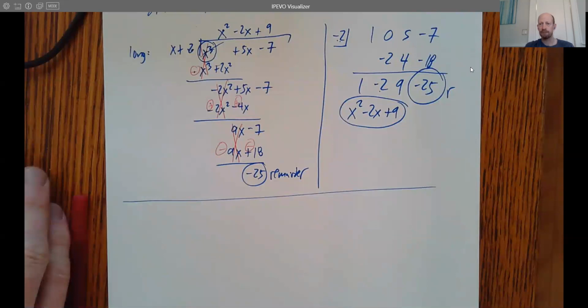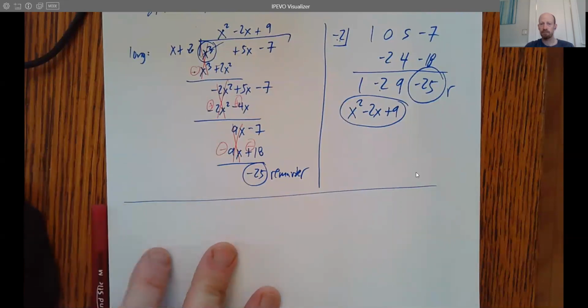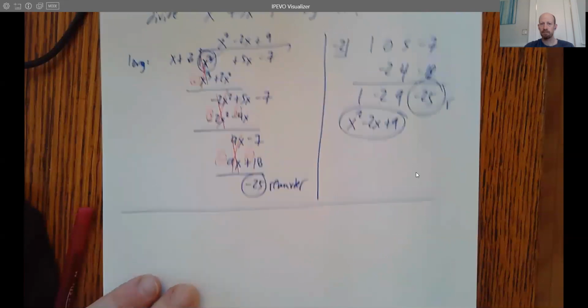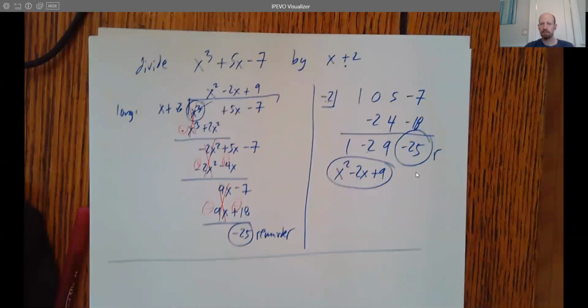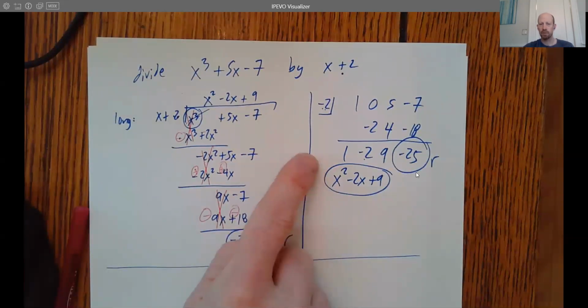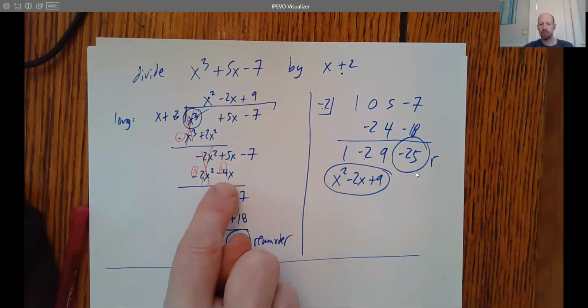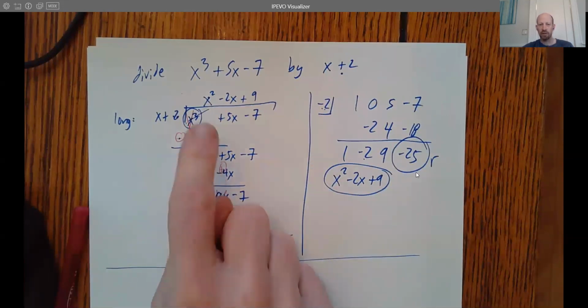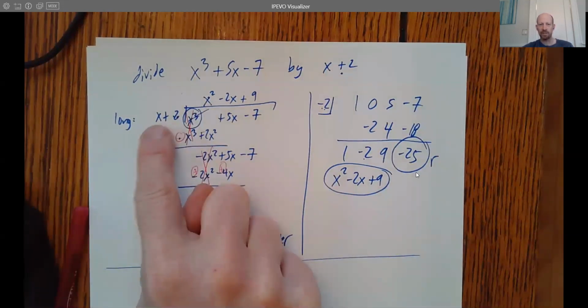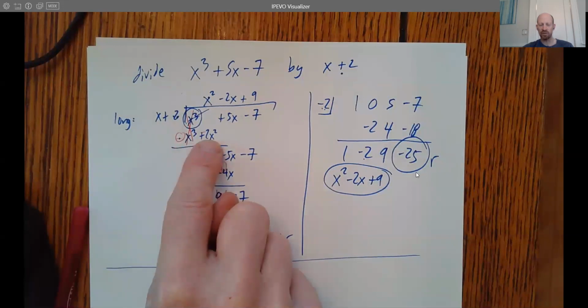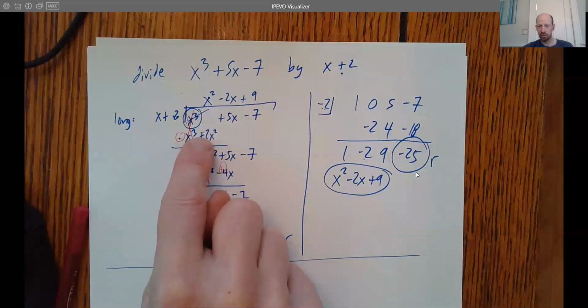Can I ask why that makes negative 2x squared and then negative 4x? Why does it make that? Okay. So the x squared times this gave me the x cubed plus 2x squared. Then I subtract both of those, which gives me a negative 2x squared.